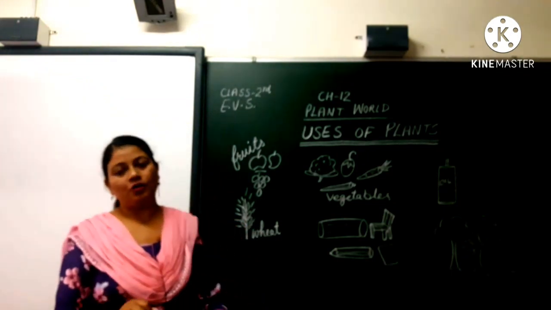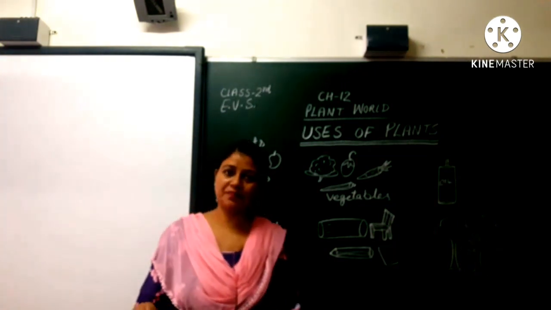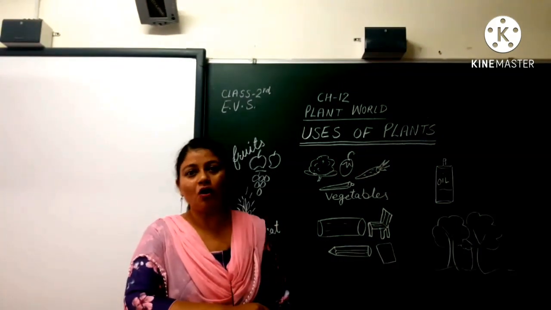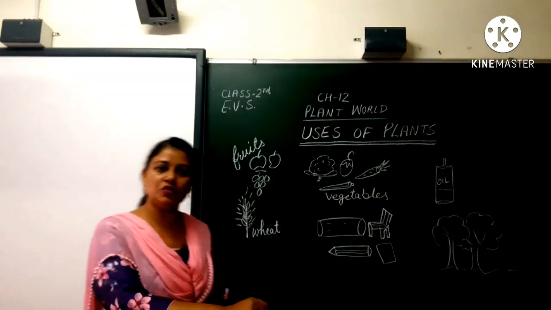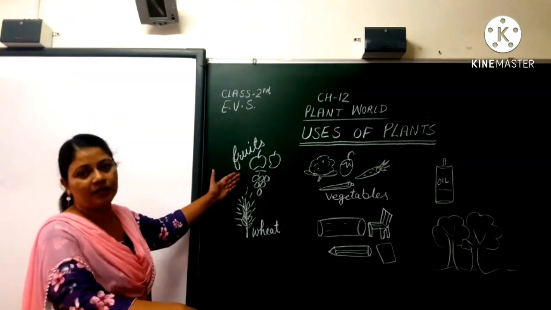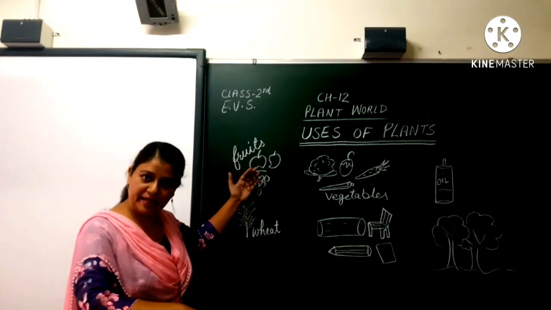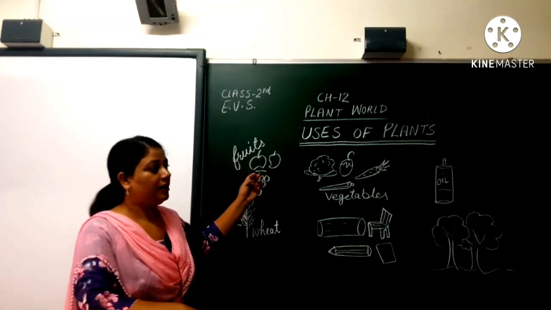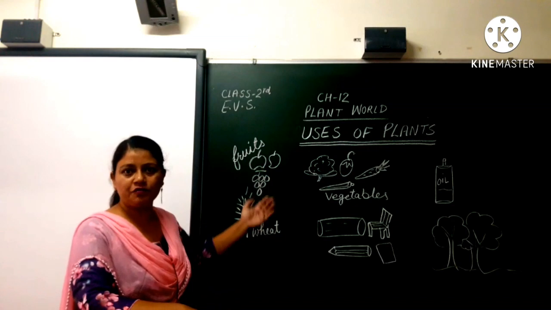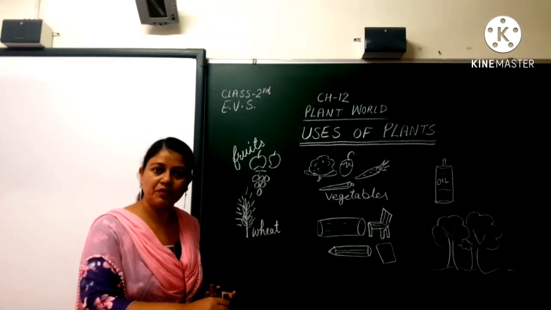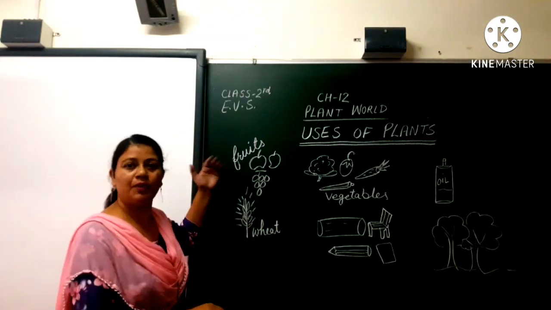First of all, you like fruits, you like vegetables. All these fruits and vegetables we get from the plants. You eat apple, mango, grapes, banana, and many more fruits. All these fruits, where do you get them from? You get them from the plants.